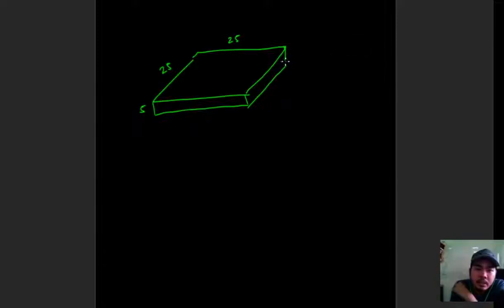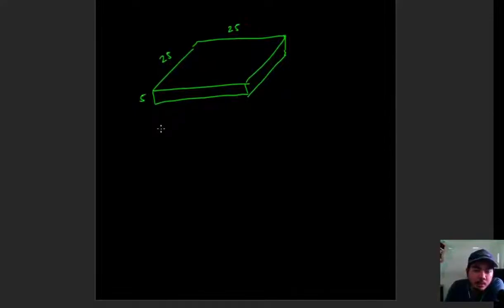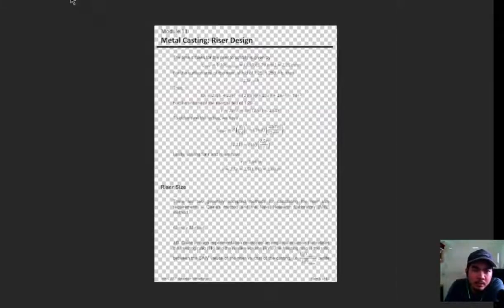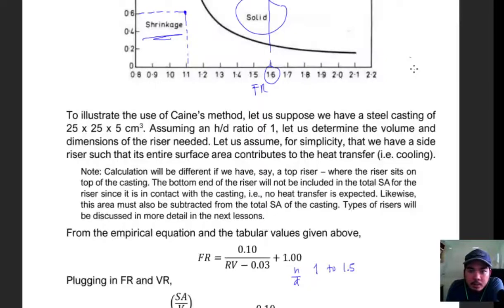But for this JB Caine method, let's not pay attention to the geometry yet, no? When we go to the NRL method, that's where we will see the effect of it being a plate or a bar. Okay? So we have a 25 by 25 by 5 geometry, and we can compute its freezing ratio. The problem states that for simplicity, we have a side riser such that its entire surface area contributes to the heat transfer or cooling.